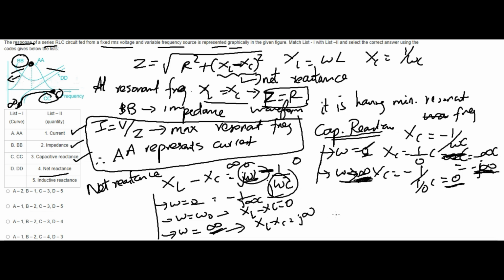So this is the DD curve. DD means you are coming from minus and you are coming from plus, because the first belongs to minus and the second belongs to plus. In between you have 0, which is also available, and you have the center point also. That is DD, and DD belongs to net reactance. So A belongs to 1, B belongs to 2, C belongs to 3, D belongs to 4: A1, B2, C3, D4, option D.